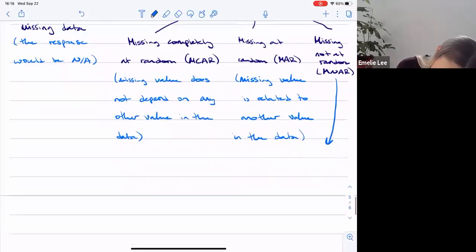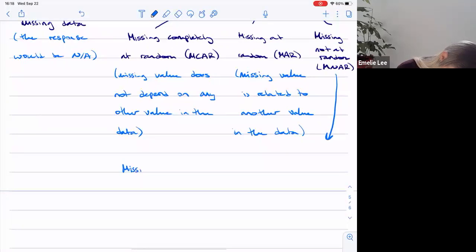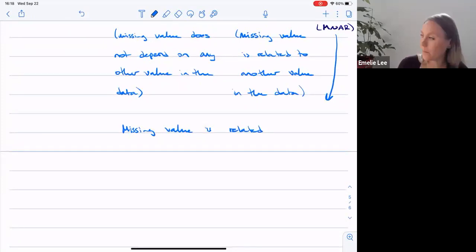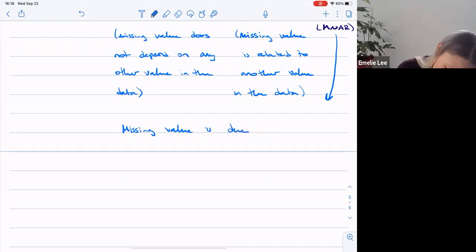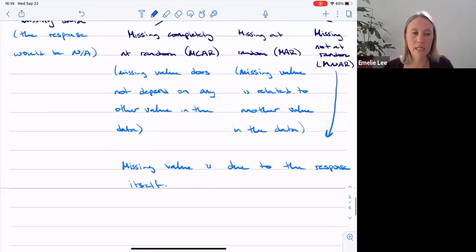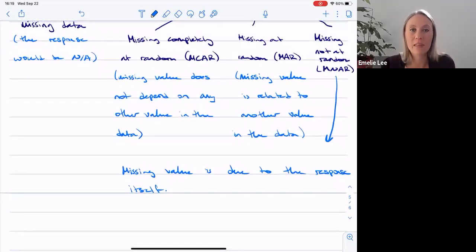And so the missing value, I'll write it down here. The missing value is related or is due to the response itself. The response itself, right? So if someone didn't answer a question because of what the answer would be, that would be missing not at random. And you need to figure out how to deal with that, right?